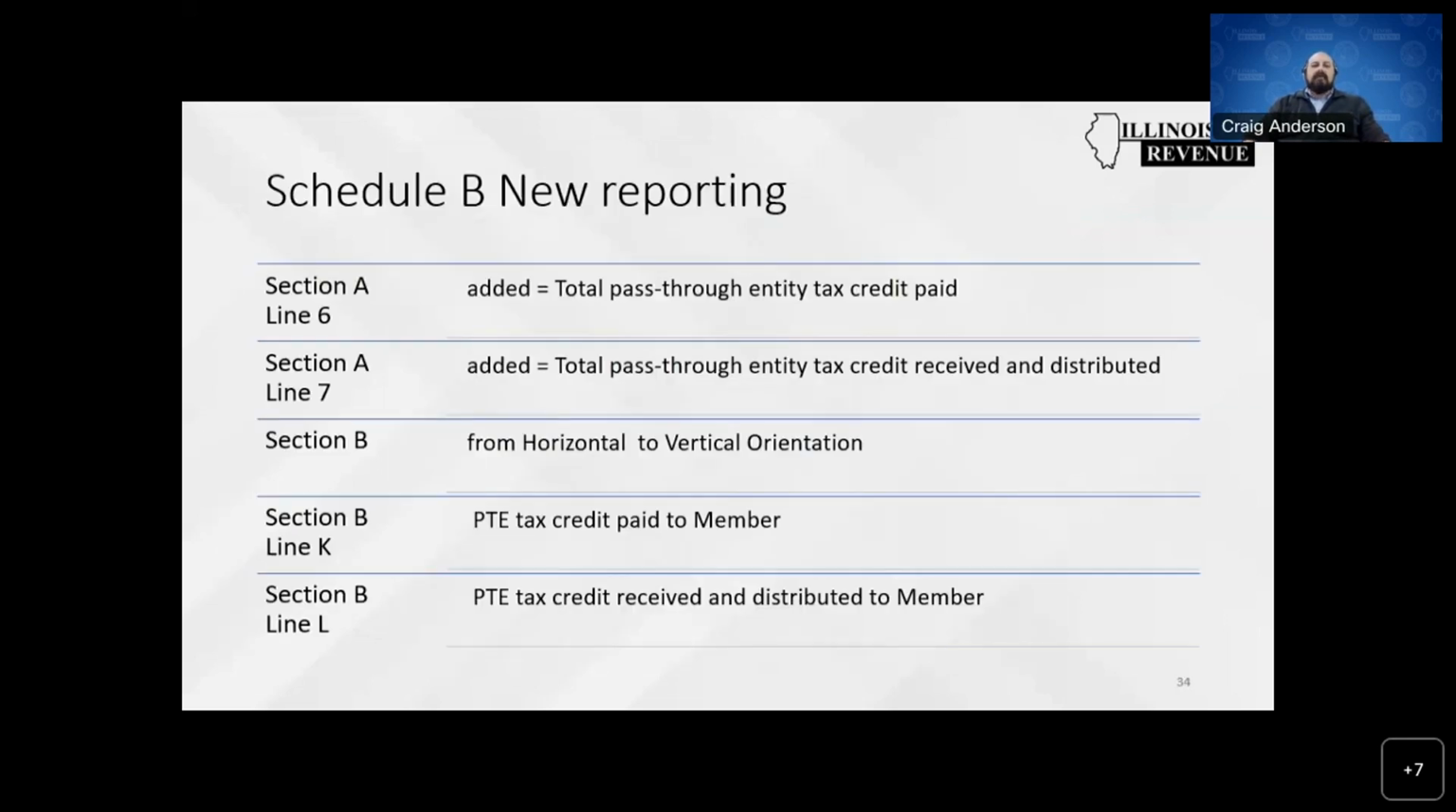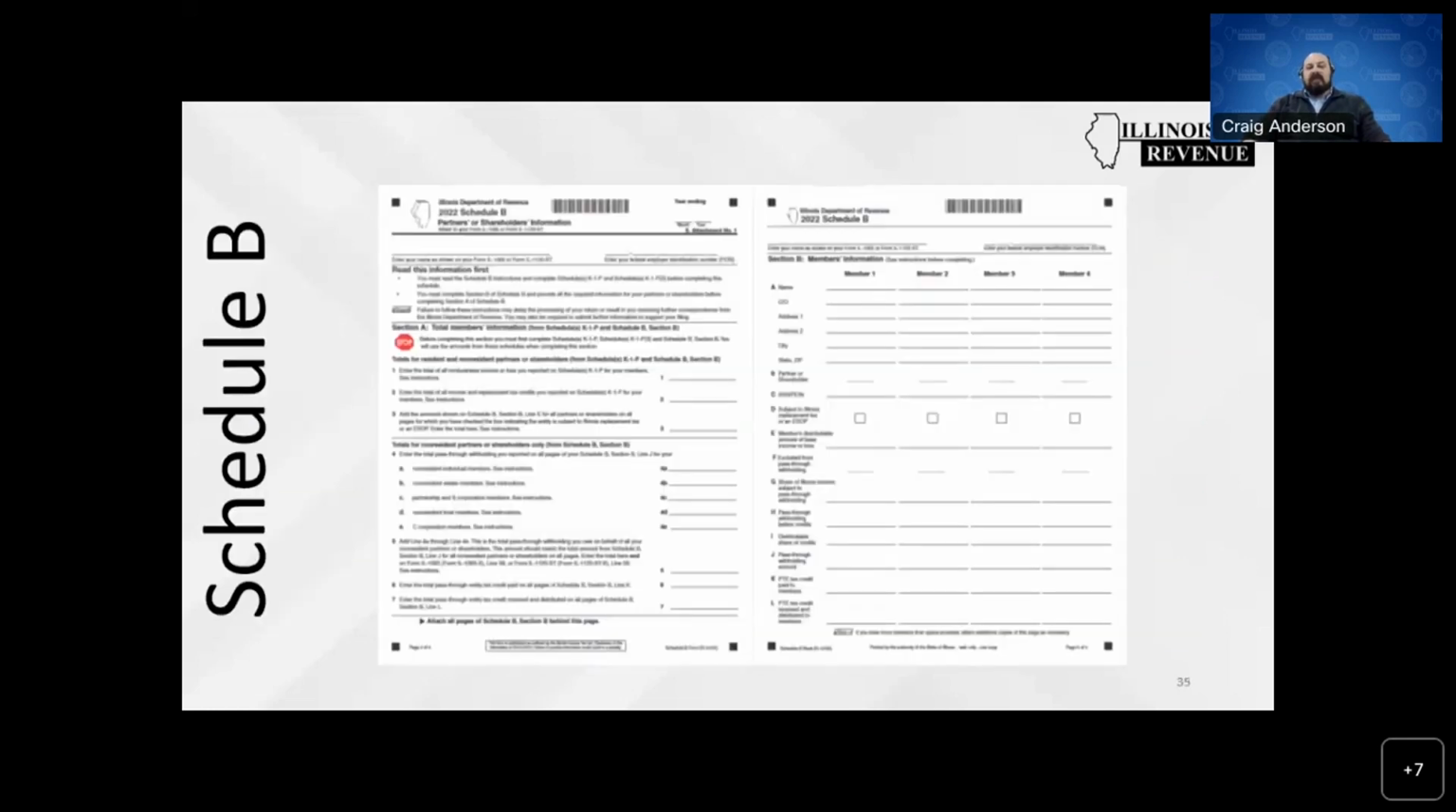All right. Schedule B, that new reporting here, Section A, line 6 is added. Total pass-through entity credit paid, and line 7 is total pass-through entity tax credit received and distributed will be reported on that line 7. It changes from a horizontal to vertical orientation. Section B, line K is PTE tax paid, and we also have another line for received and distributed.